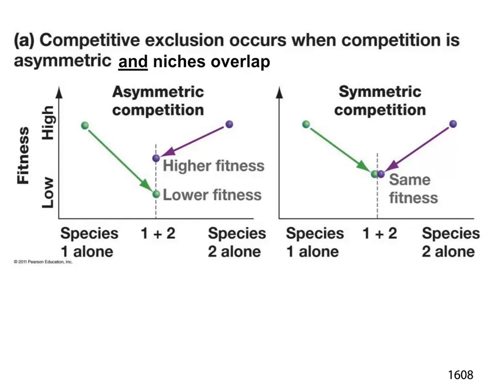Now, symmetric competition is the graph on the right. Okay, species 1 alone, species 2 alone. If they're grown together, they have the same fitness according to symmetric competition. But again, this almost never happens in nature, and I can't think of an example where it does. Okay, so just realize that as far as I can remember, it's almost always been asymmetric, where one species beats out the other one.